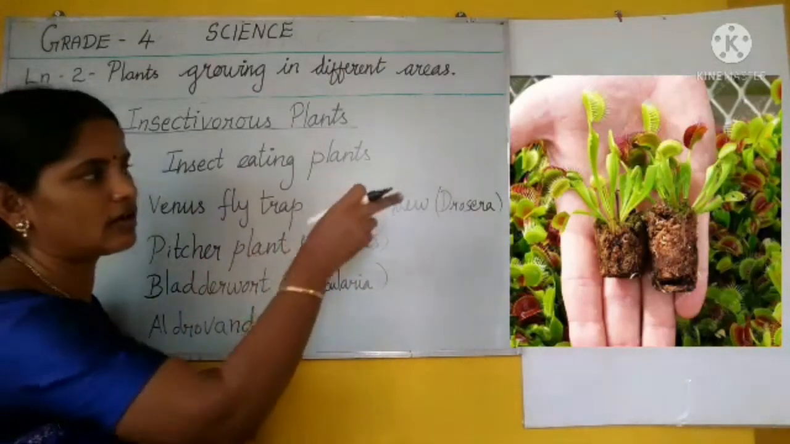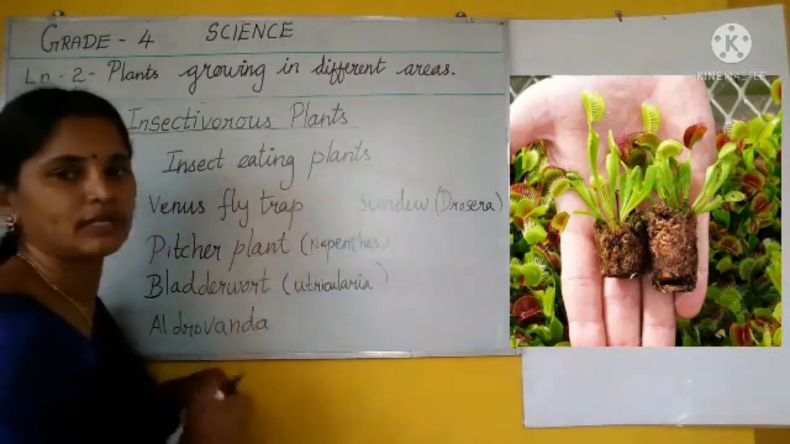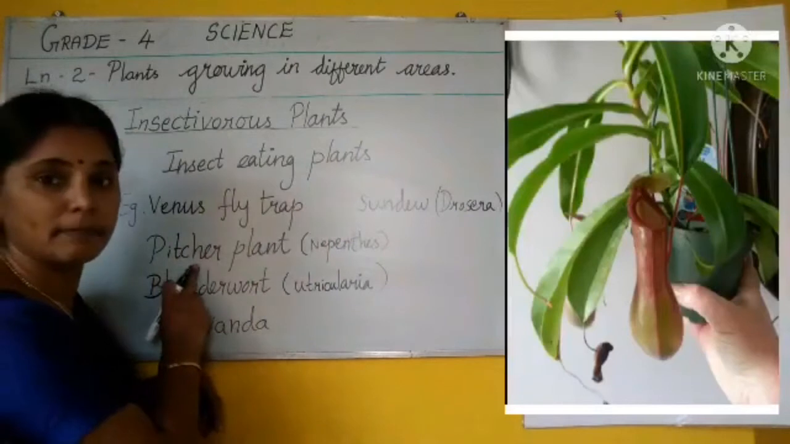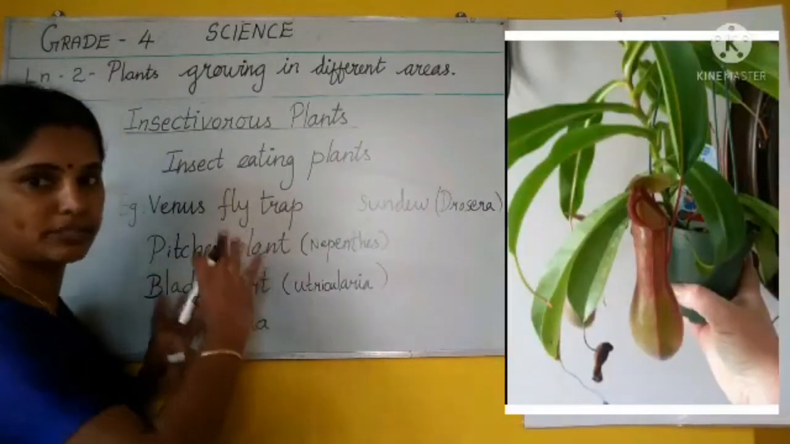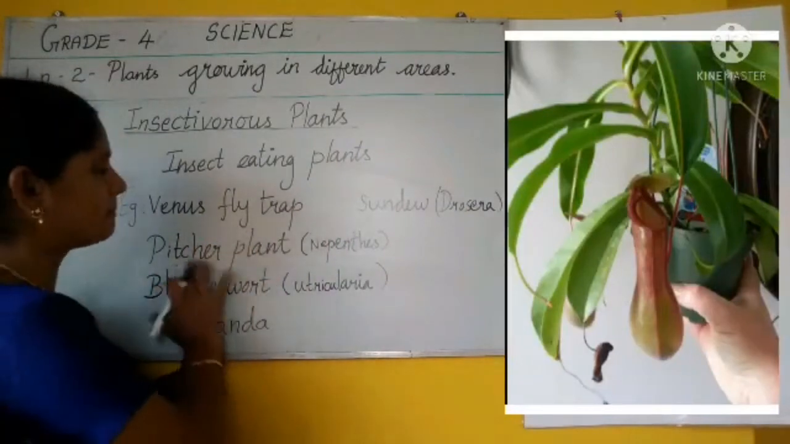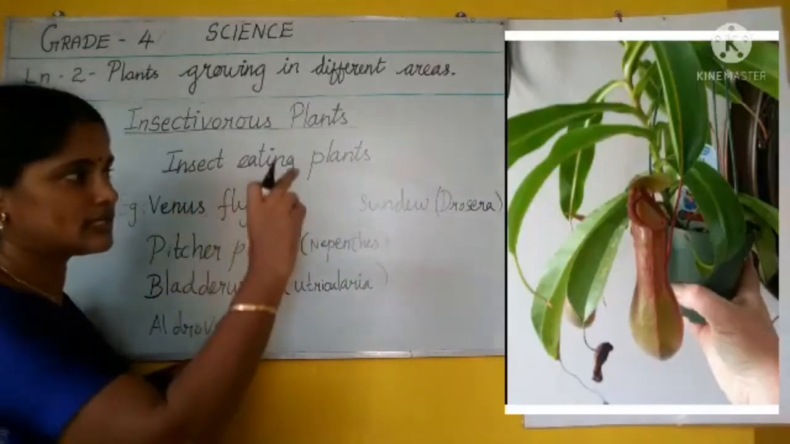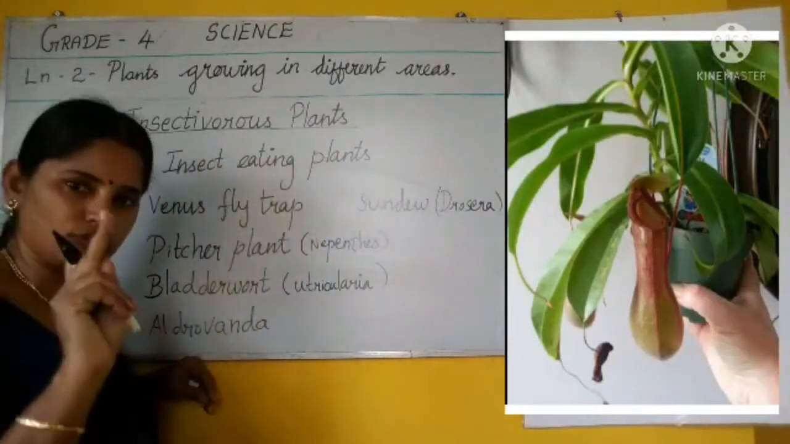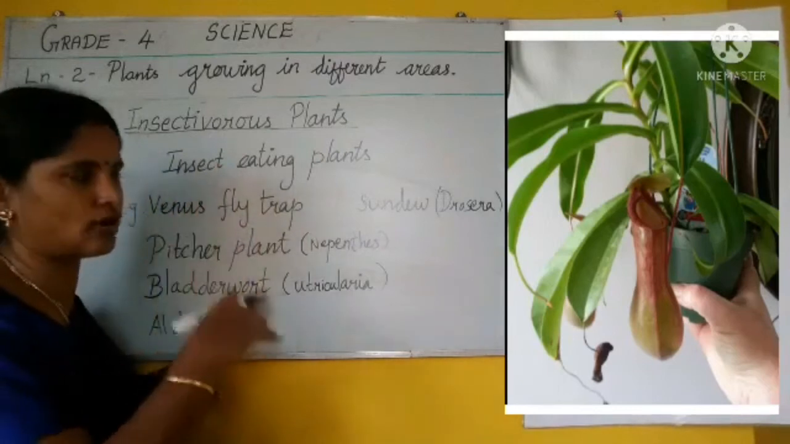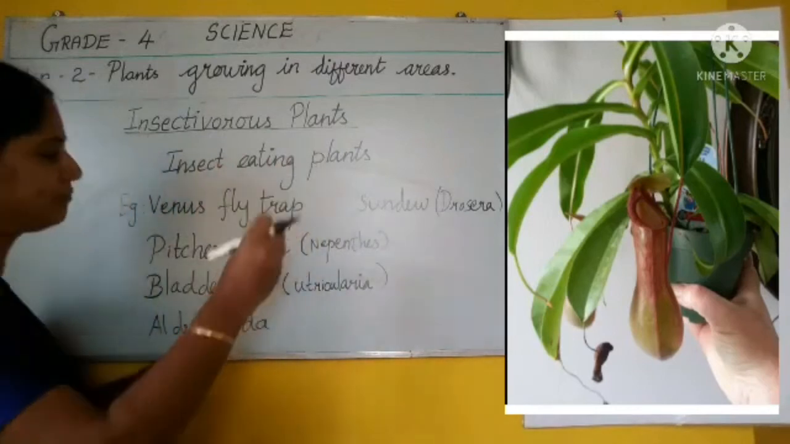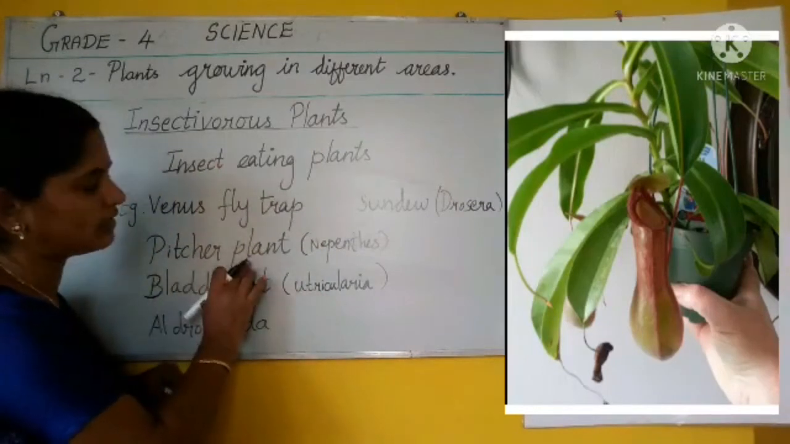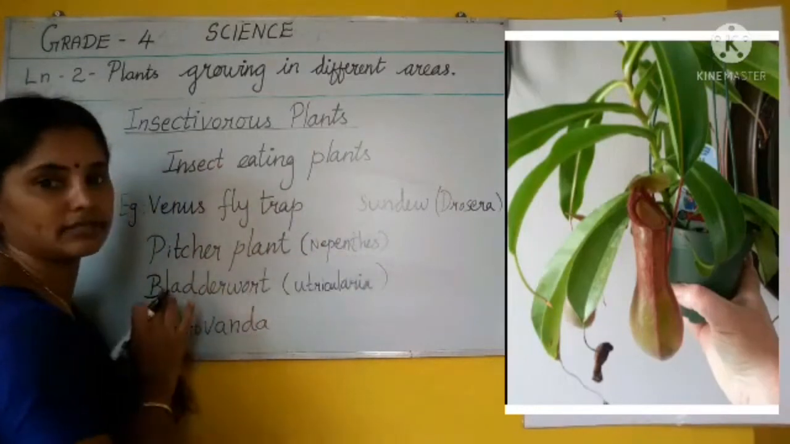See here, the pitcher plant. Pitcher, P-I-T-C-H-E-R. Pitcher means a pot shape. Pitcher plant. Look at that. This is only small, this much size only. One finger size only. It's not very big. Insect eating plants. The common name is pitcher plant, whereas the scientific name is Nepenthes.